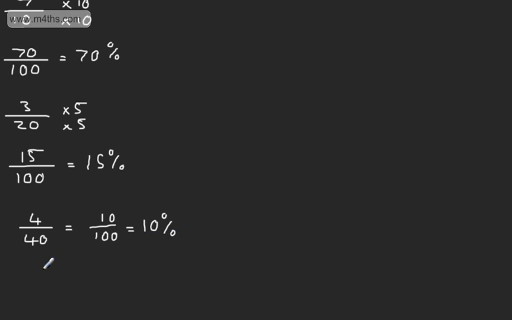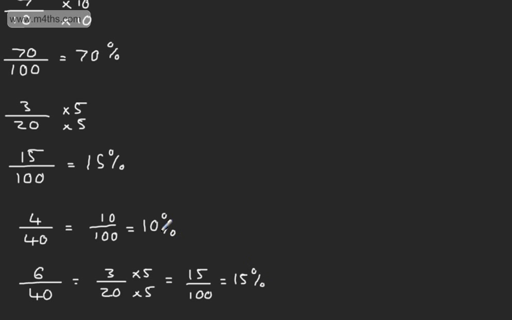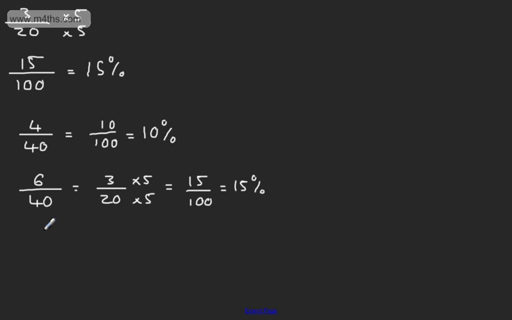If we had, for example, now 6 out of 40 in a test, we could write this as 3 over 20. We would then multiply the numerator and the denominator by 5. This would give us now 15 over 100, and we would end up now with 15%. So non-calculator, we're simply making the denominator now up to 100. Whatever we multiply the numerator by, we must multiply the denominator by to keep the same value.